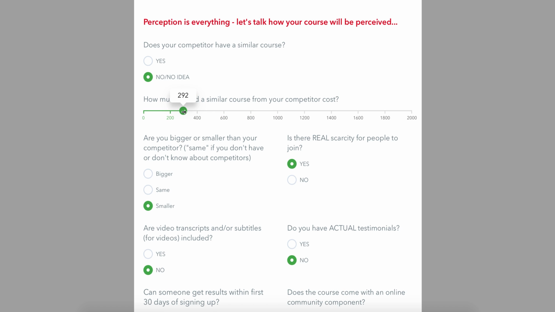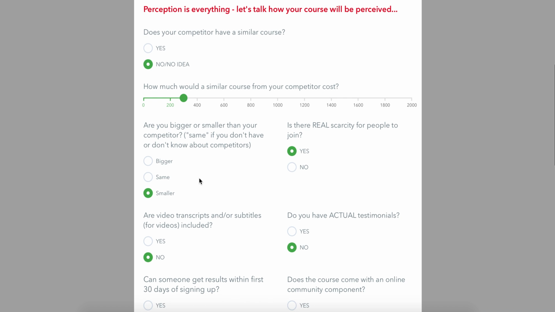I'm going to make it really exact. Oh, it won't let me. 297. I'll go with 296. So there we go. Do your research. Try to get the best estimate. This is going to help with that sanity check so the price doesn't go overboard.